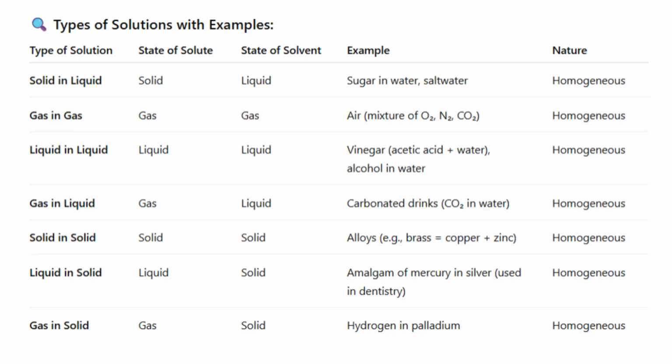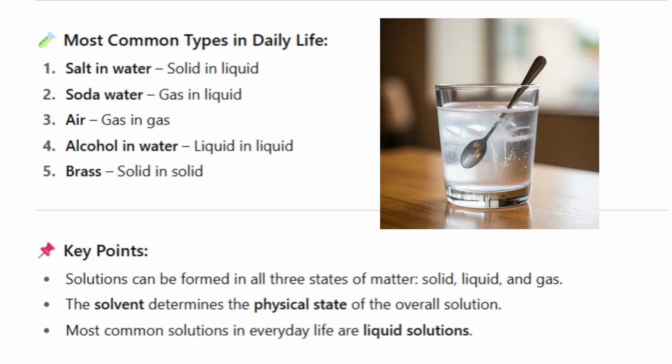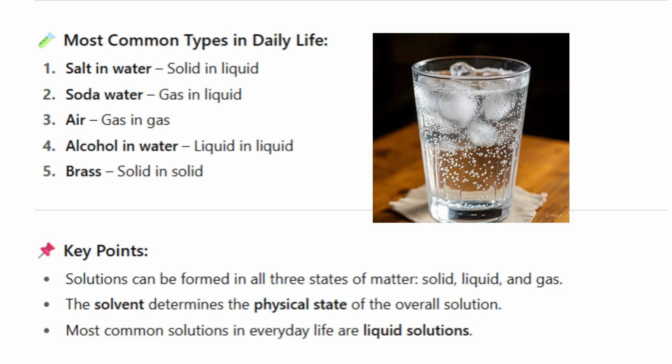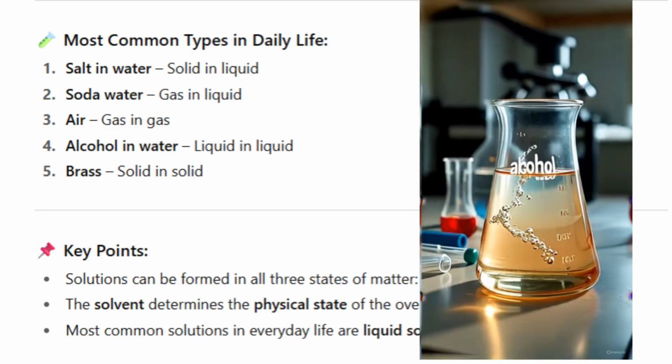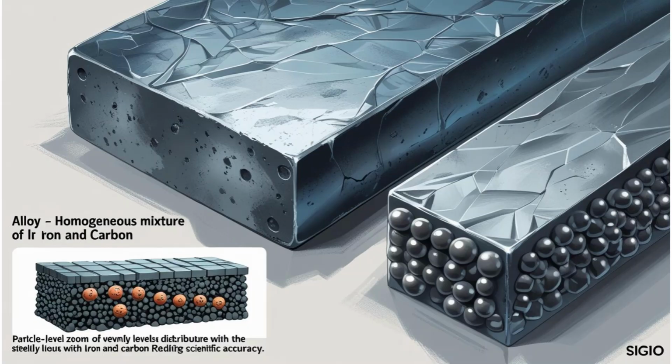Note: all these examples are homogeneous solutions, meaning their composition is uniform throughout and particles are not visible to the naked eye. Most common types in daily life: salt in water, solid in liquid; soda water, gas in liquid, or gas in gas; alcohol in water, liquid in liquid; brass, solid in solid.